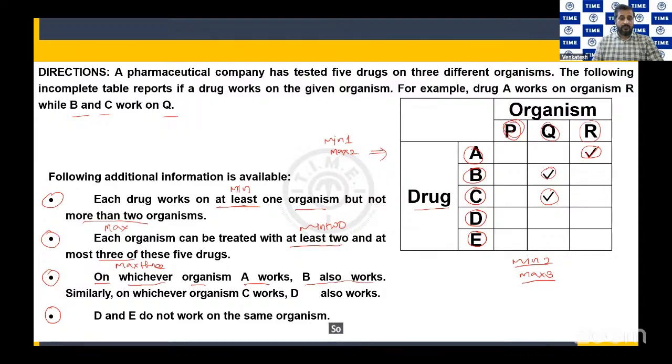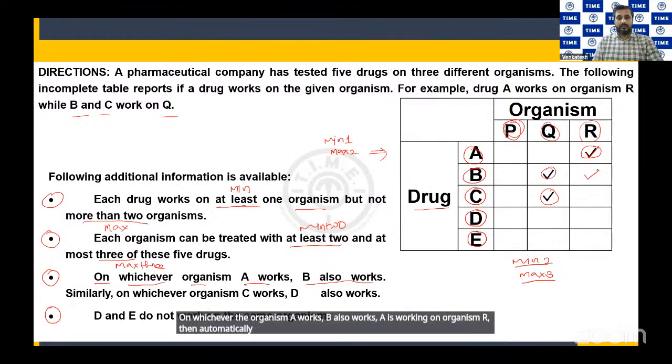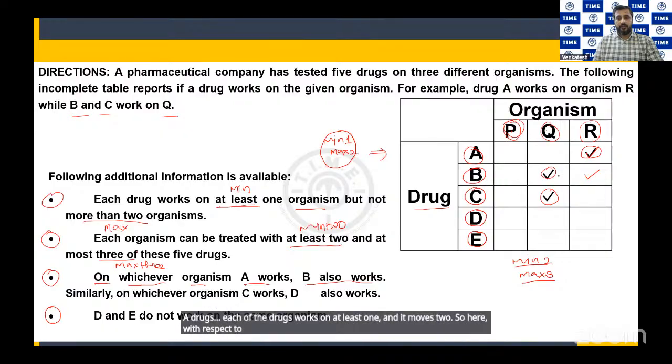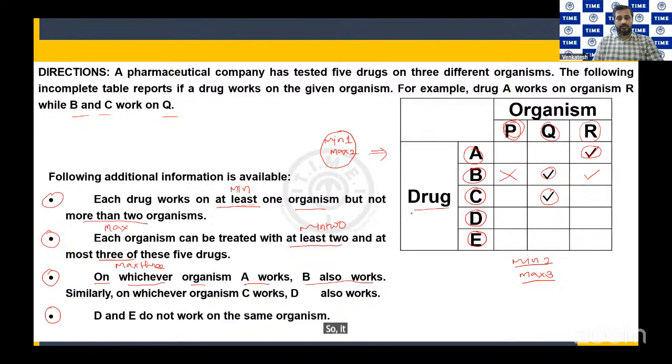So here we need to go ahead with the smart approach. Whichever organism A works on, B also works on. If A is working on organism R, then automatically B works on organism R. And you know the one point that each of the drugs works on at least one and at most two. So with respect to B, we already have two organisms, so it won't work on the organism here. Wherever A works, B definitely works, right? Wherever A works, B will definitely work.